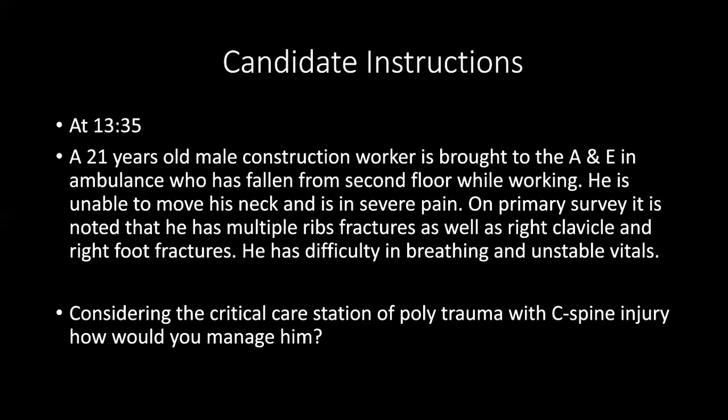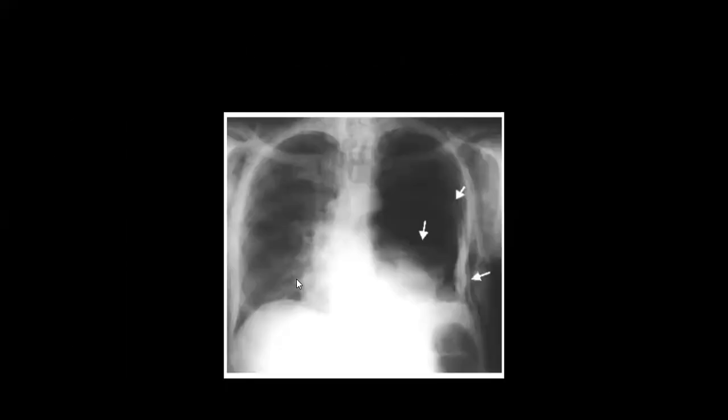In class 3, there will be hypotension, pulse more than 120 beats per minute, respiratory rate 30 to 40 breaths per minute, and urine output 5 to 15 ml per hour. In class 4, there will be hypotension as well as tachycardia more than 140 beats per minute, respiratory rate more than 40 breaths per minute, and urine output less than 5 ml per hour.